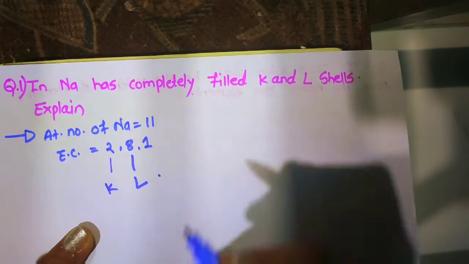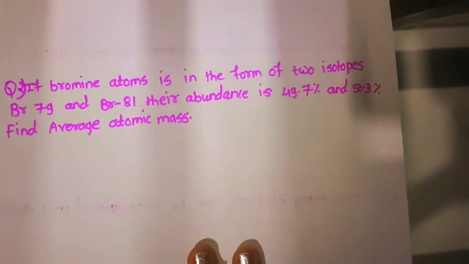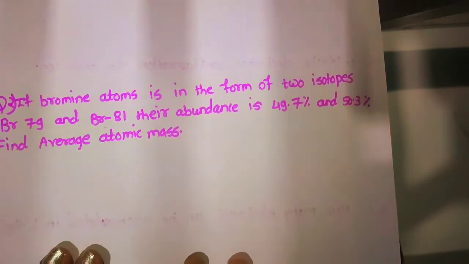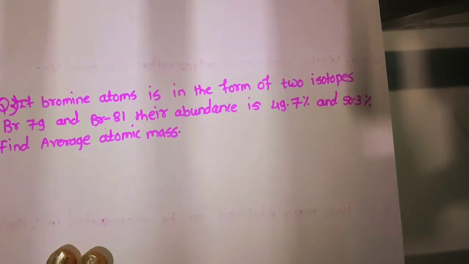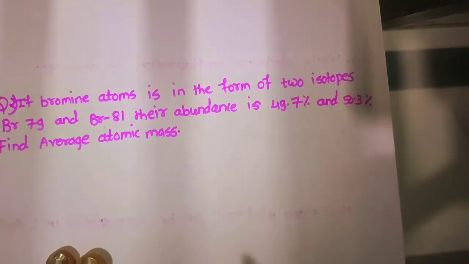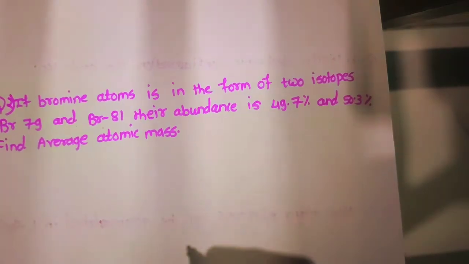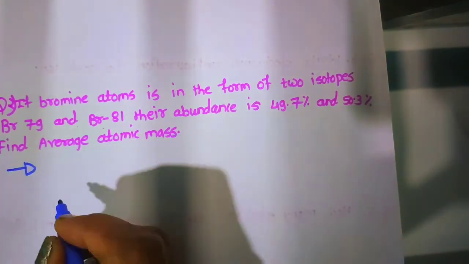Done. Understood? Okay. Now we will move towards the next question, and the next question is, if bromine atoms are in the form of two isotopes, bromine 79 and bromine 81, and their abundance is 49.7% and 50.3%, find the average atomic mass. As you know, isotopes means same atomic number but different mass number.